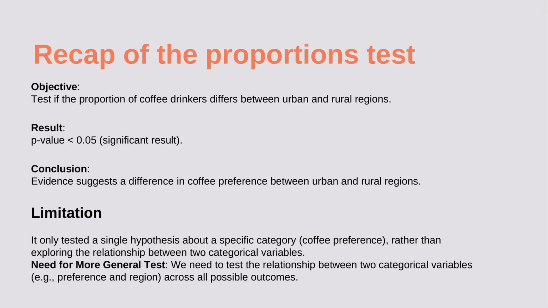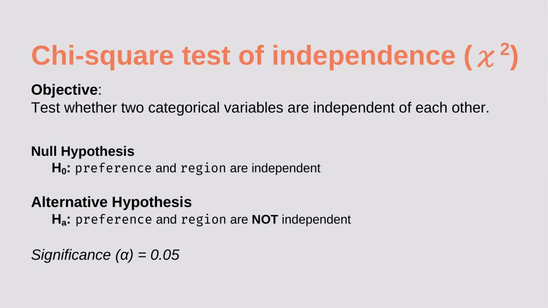We need a more general test that can assess whether two categorical variables are associated, and that's where the chi-squared test of independence comes in. It will allow us to examine the overall relationship between categorical variables. For example, preference, whether people prefer coffee or tea, and region, whether they live in urban or rural areas. Let me introduce the chi-squared test of independence. The chi-squared test is used to determine whether two categorical variables are independent of each other, or if there is an association between them.